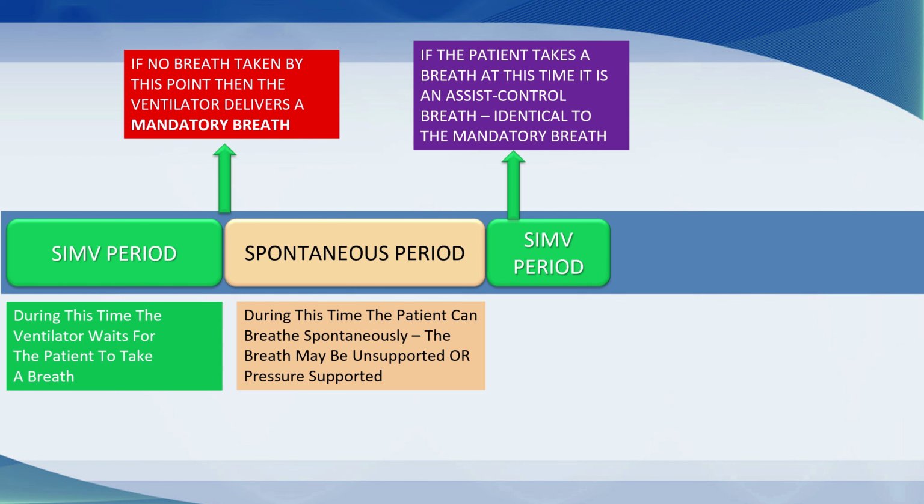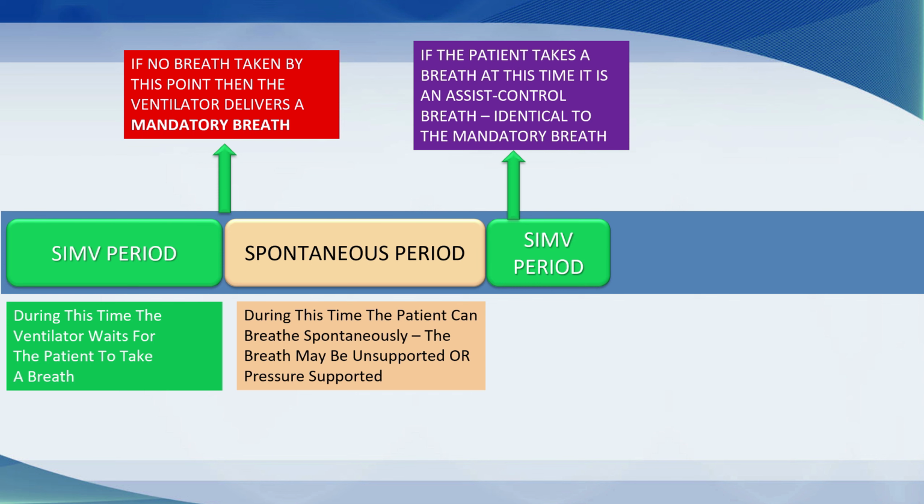As soon as that breath is delivered, we go to the spontaneous period. So the SIMV period is not always the same length. It varies depending on whether the patient takes a breath or doesn't take a breath. If the patient isn't breathing at all at any stage, it's always essentially the same. It looks like assist control because they're not taking a spontaneous breath either.